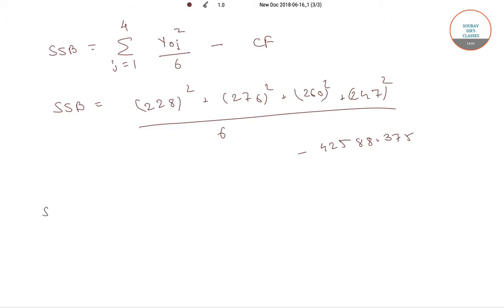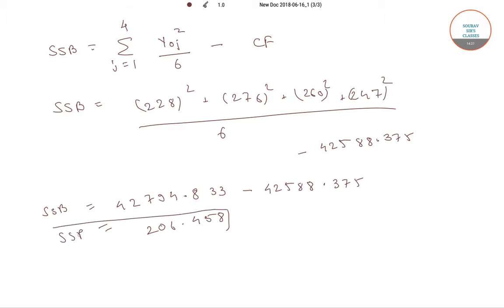42588.375. So SSB is equals to 42794.833 minus 42588.375. This is equals to 206.458. So our SSB is equals to 206.458. So we have found our TSS, SSA, SSB. Now we will construct our Anova table. Now this is the Anova table.